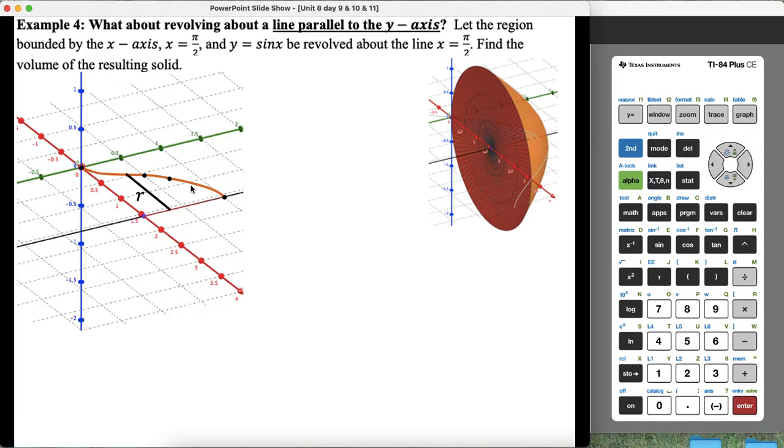And this is our radius of revolution, right? We're revolving about this line, and this line is x equals pi over 2. And so we have to measure from that point of revolution to the function. That's defining our radius. And so this gets a little complicated because this is being rotated about a line parallel to an axis. Does that make sense? It's parallel to the y-axis.